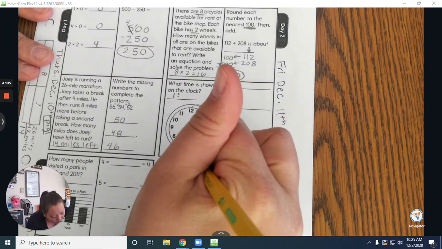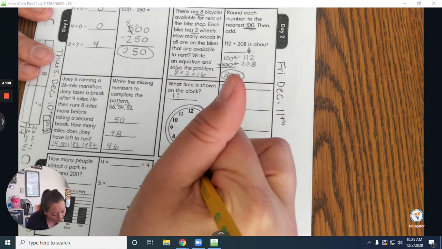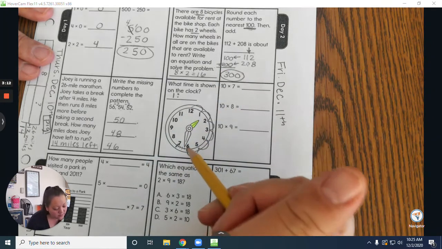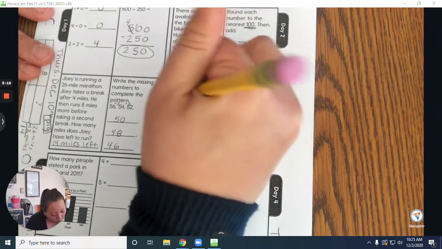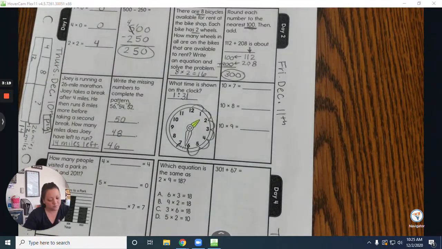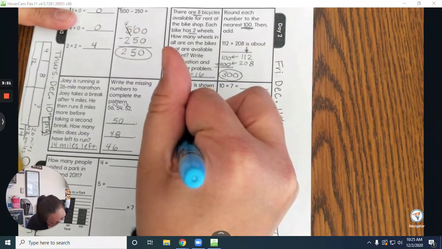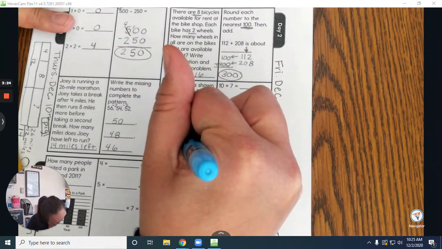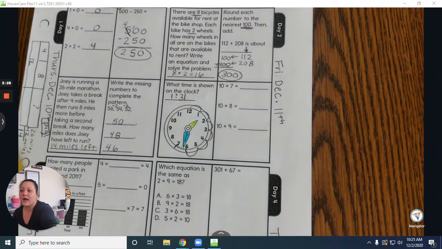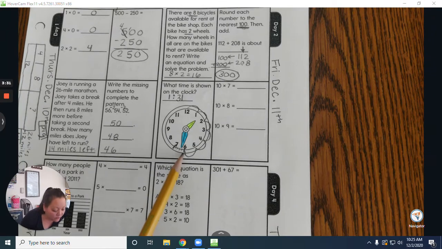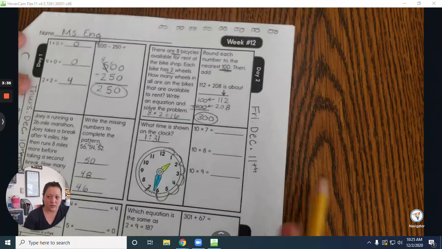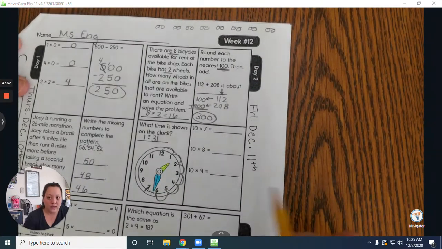Now, this is where I've got to, okay, here's my 30, here's my 35, 31, 32, 33, 34. I'm going to say this is 1:31. Okay, so the longhand is not referring to the 6 or the 7, but remember you have to count by 5s and then identify the individual minute.